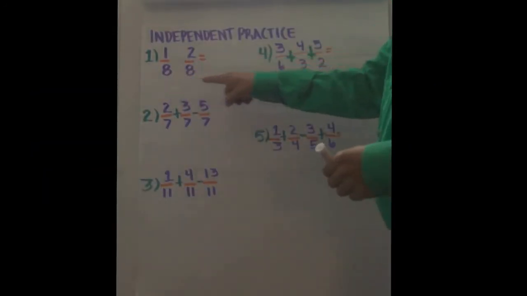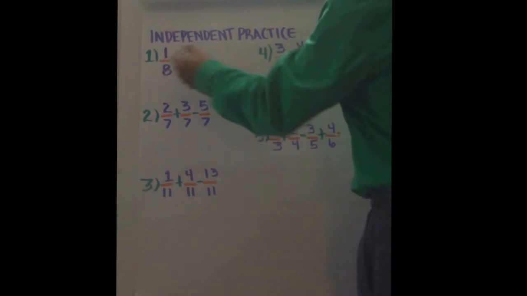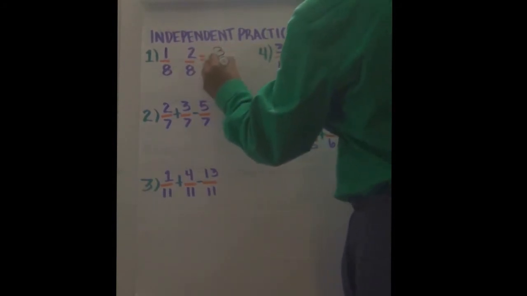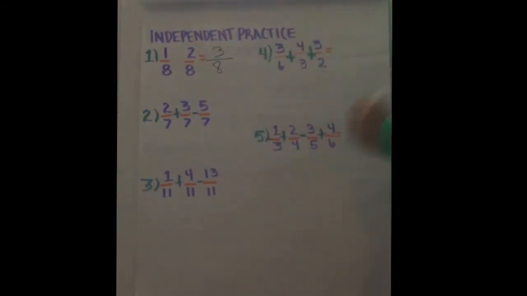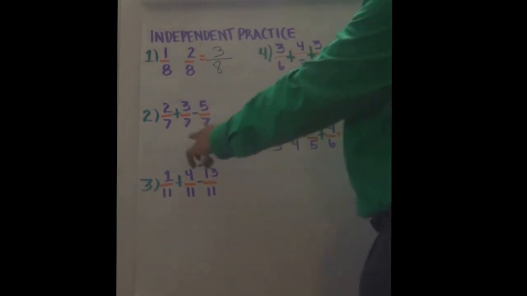Same denominator? Yes. So then add the top. Can it be reduced? You could try it. I already showed you how. You could try it. Alright. Same denominator? No. So what is the common denominator? Well, let's see. We'll get back to this. Let's finish this first.